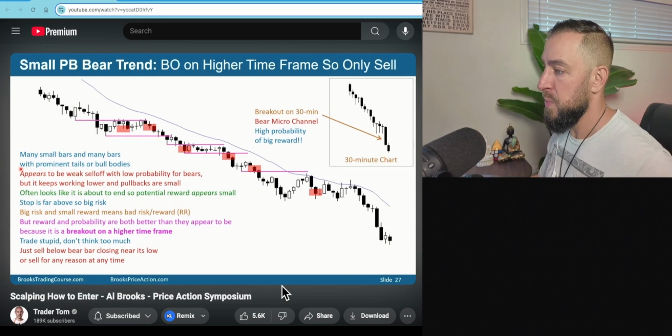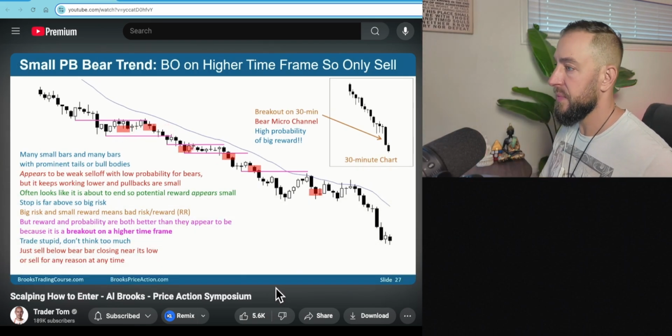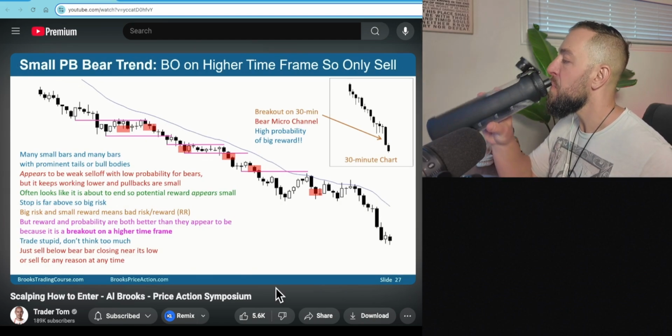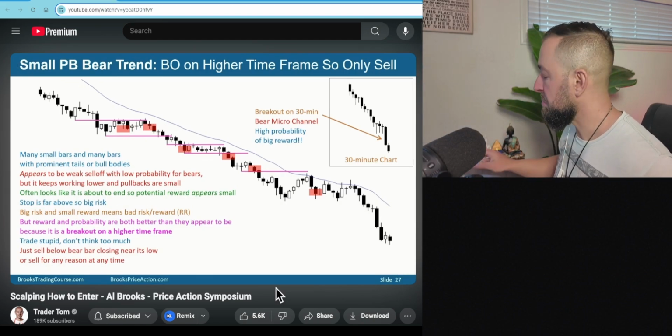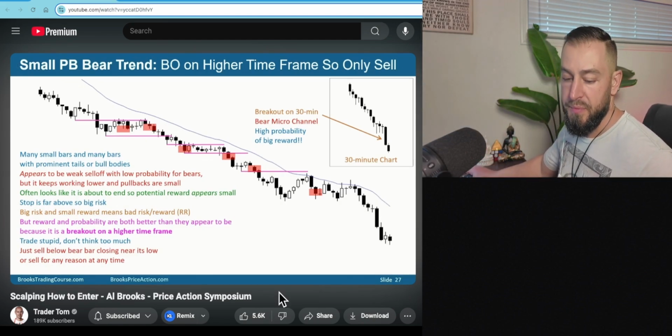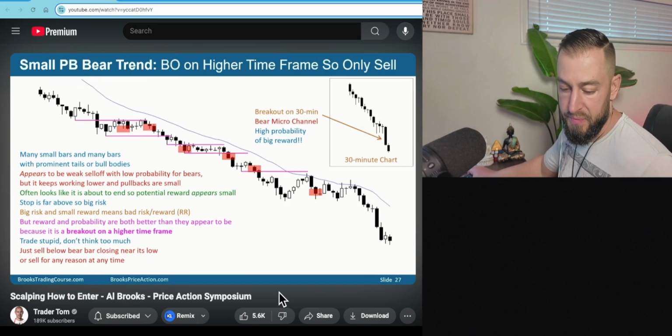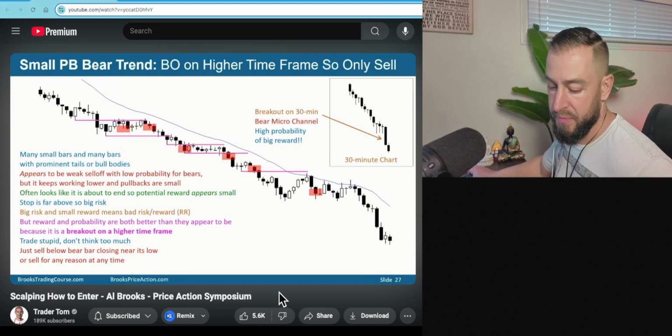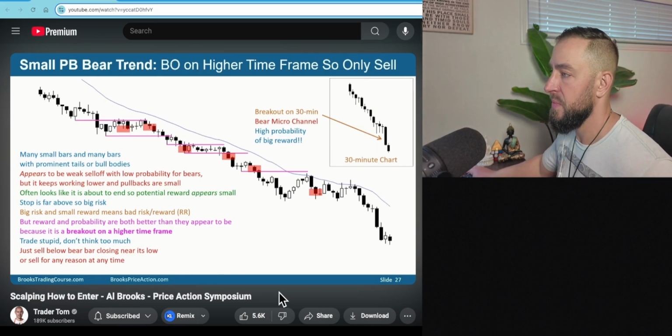You can sell below a bear bar, closing below its midpoint or near its low. You can scalp, but the problem a lot of traders have is once they take their profit, they never sell again. And if you find that you keep getting trapped out of trends that last all day because you're scalping and you can't get back in, stop doing that. Trade very small so that you're not thinking about money, and you sell and you hold.